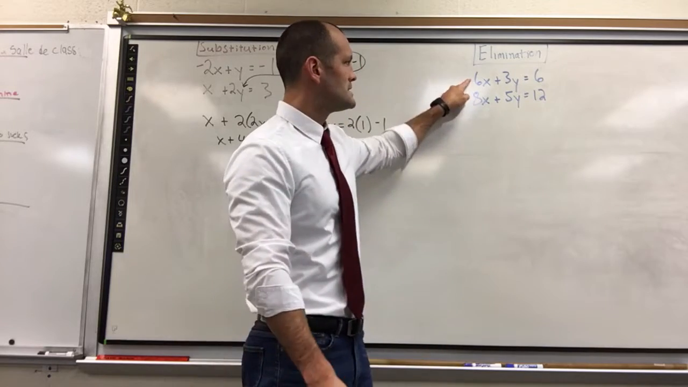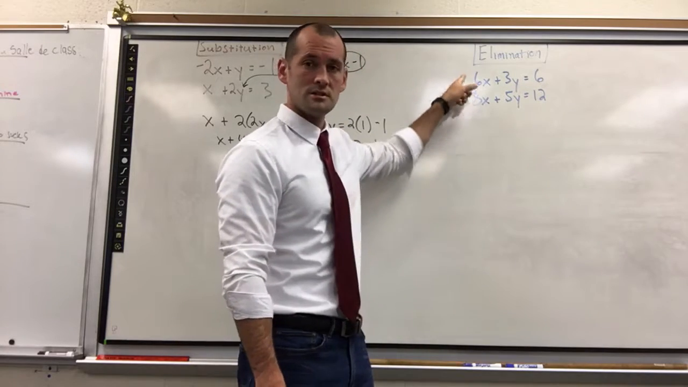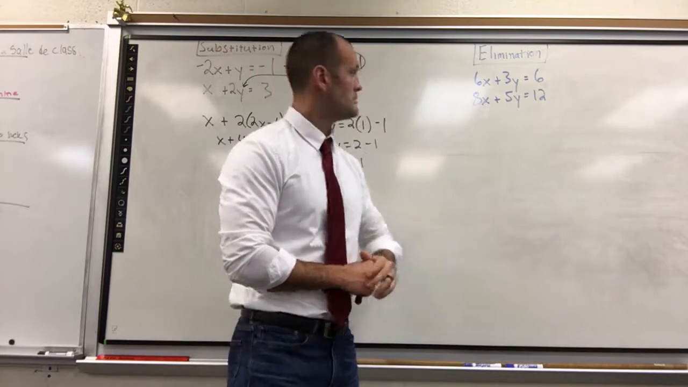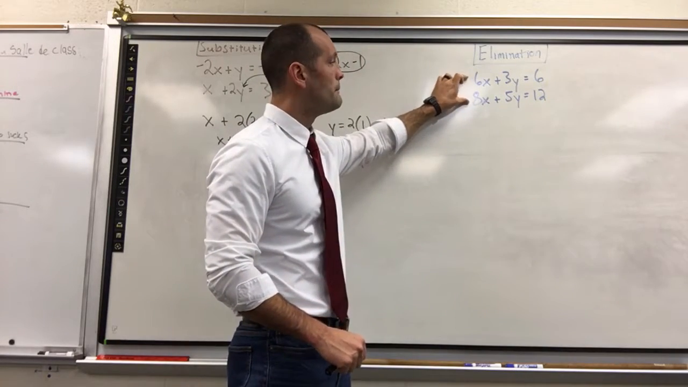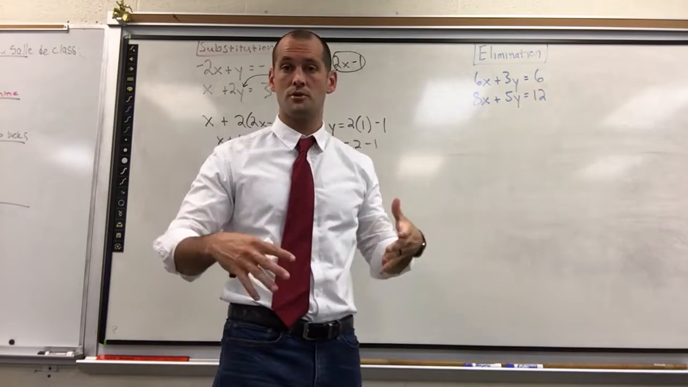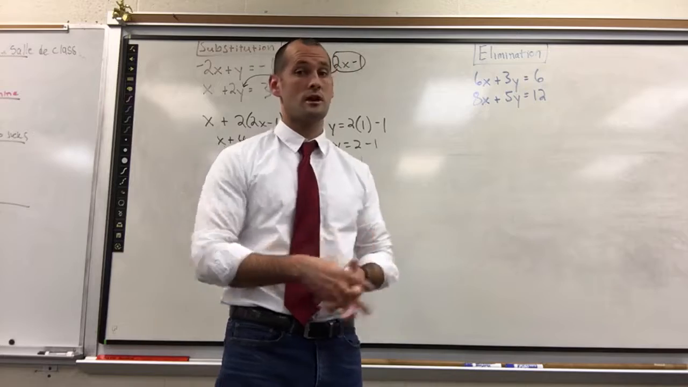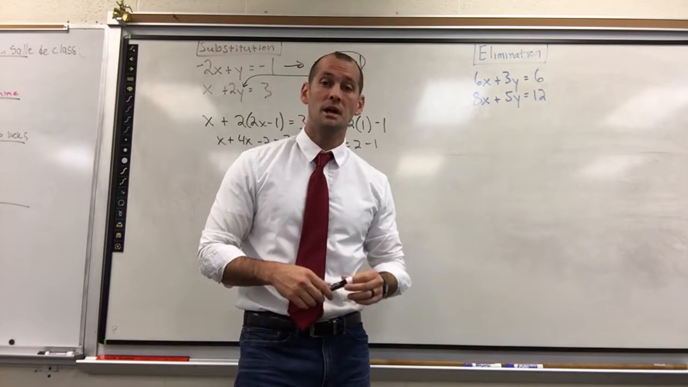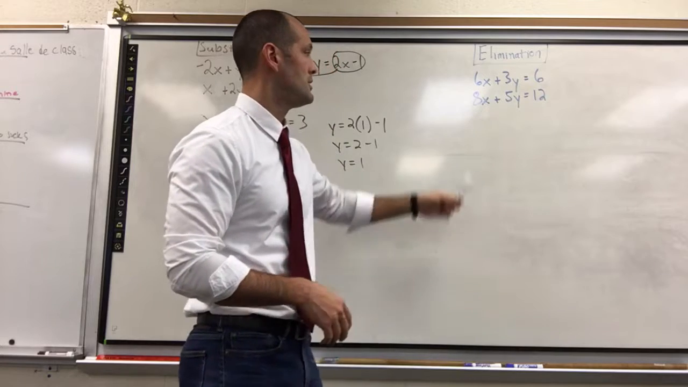Well, if you look, 6 and 8 are not opposite coefficients. So I need to find the LCM, least common multiple of these. Well, I know that 6 and 8 both go into 24. That's the smallest number they both go into. Now, I know a lot of students are going to want to try to go to 48. You can still get the right answer. You're going to be dealing with some big numbers. Make it easy on yourself.